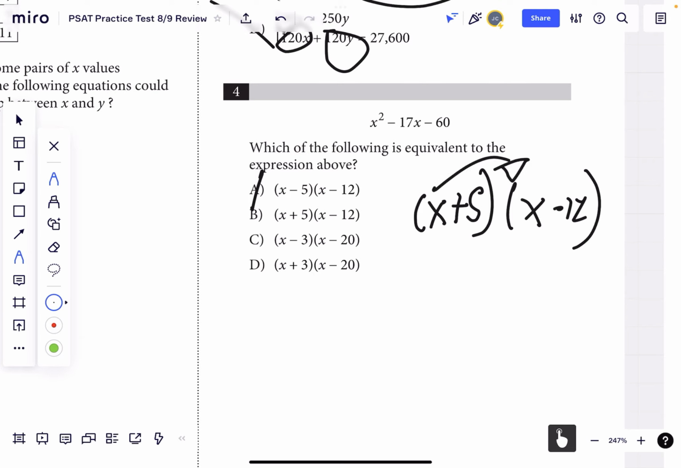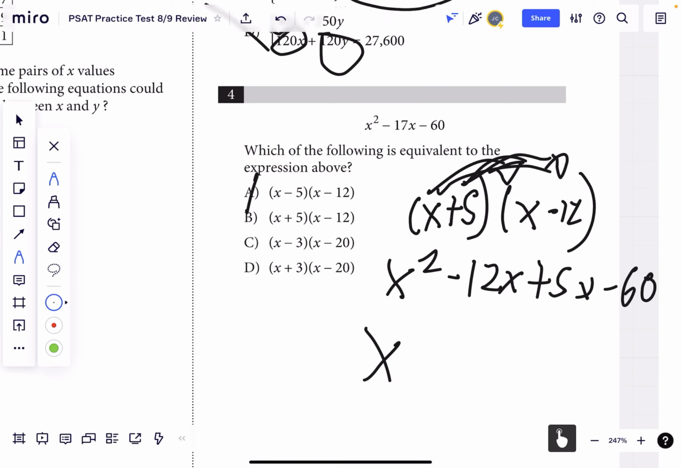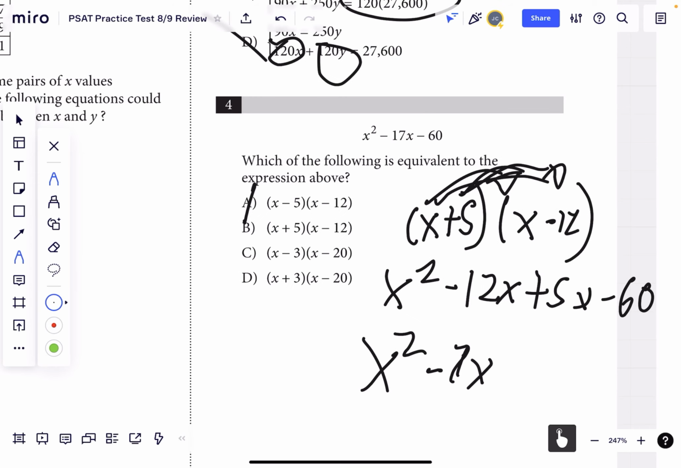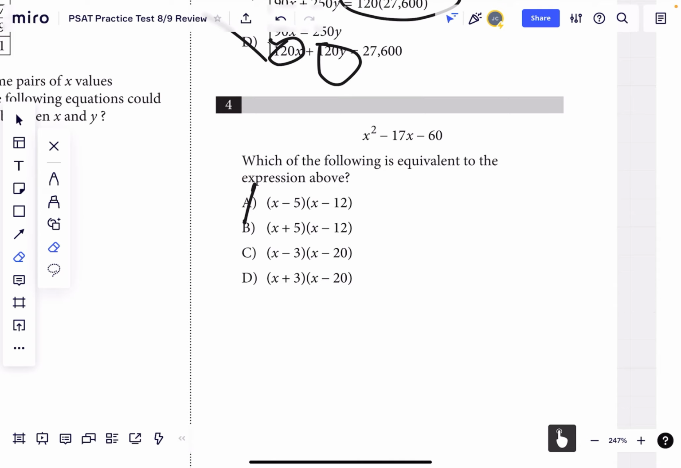So we distribute: x squared minus 12x plus 5x, then minus 60. So we get x squared minus 7x, because negative plus a positive, minus 60. That is not our answer since it says 17. So I'm guessing it's probably going to be C, but we know that it isn't A or B.